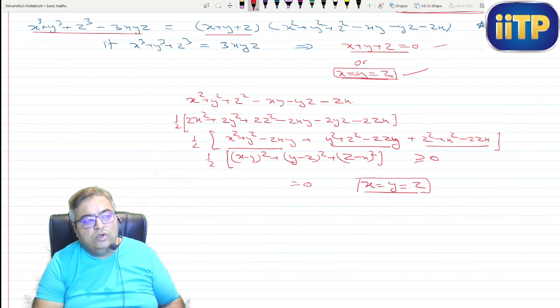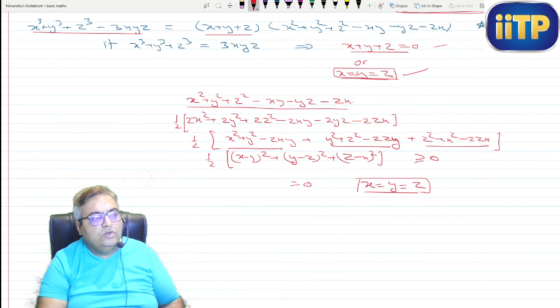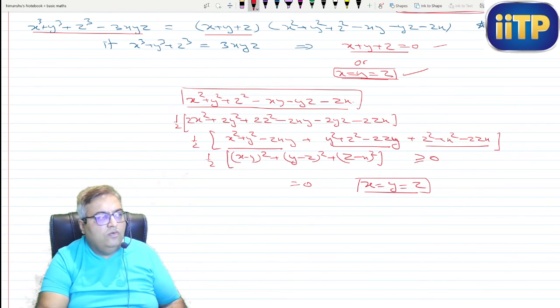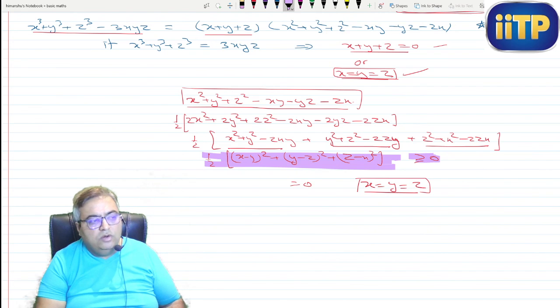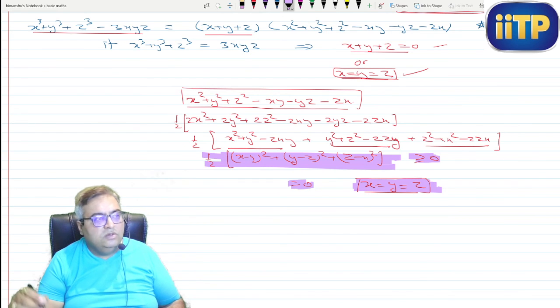So whenever this expression equals 0, first of all, this expression factorizes like this. This expression will always be greater than or equal to 0, and it will be equal to 0 if and only if x equals y equals z.